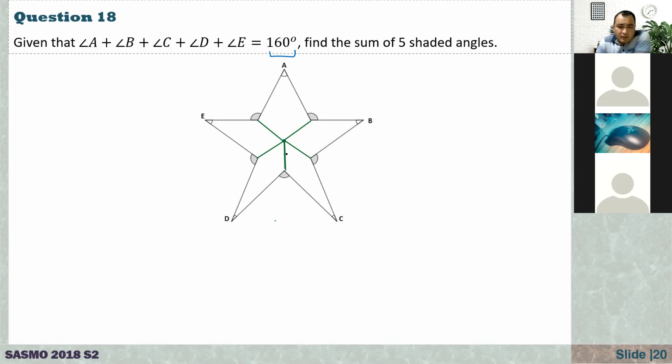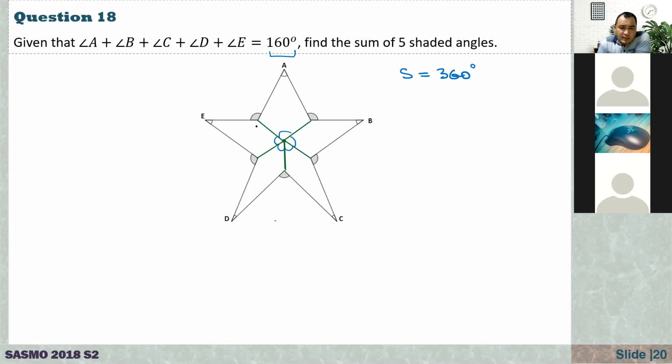Also, we know that the sum of these angles, I don't want to use too many letters, the sum of this angle plus this angle plus this angle plus this angle plus this angle, let me just denote that by S, is equal to 360 degrees. Because I want to find the shaded angles, that is the sum.